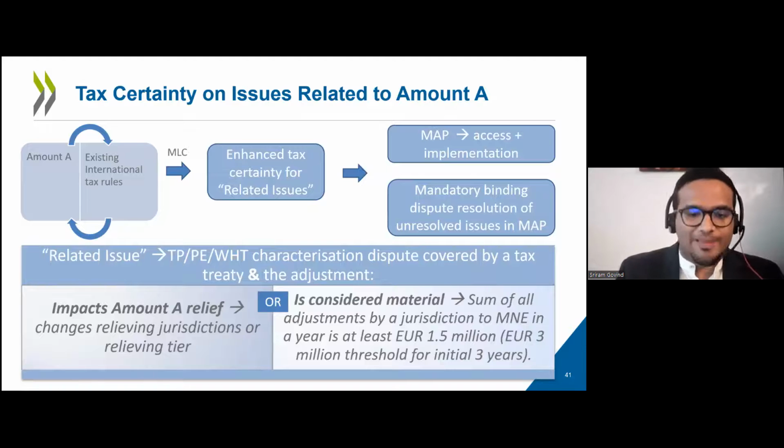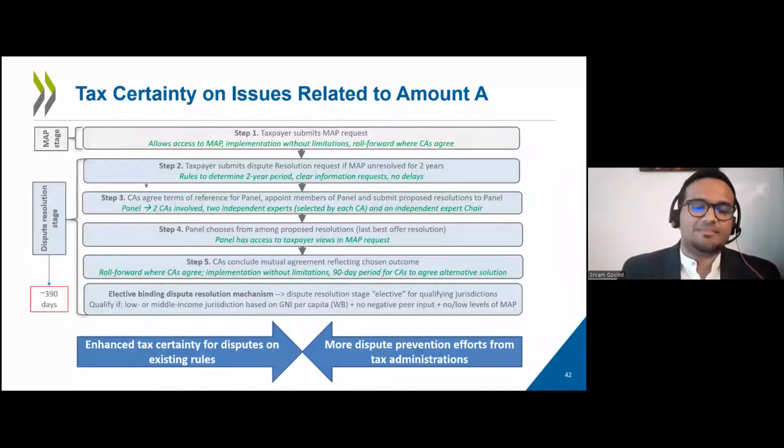So now moving on to the mechanism itself on the next slide. As mentioned, there would be 2 stages, the MAP stage and the dispute resolution stage. Step 1 is the MAP stage, where the MLC includes a new MAP provision. The primary goal here is to improve on many existing treaty MAP provisions. That is, to allow the submission of a MAP request to both competent authorities, which ensures access to MAP in all cases and ensures the possibility for each of the jurisdictions to move the MAP case forward. The provision would also allow the implementation of MAP agreements in all cases. So these are the 2 most important points there.